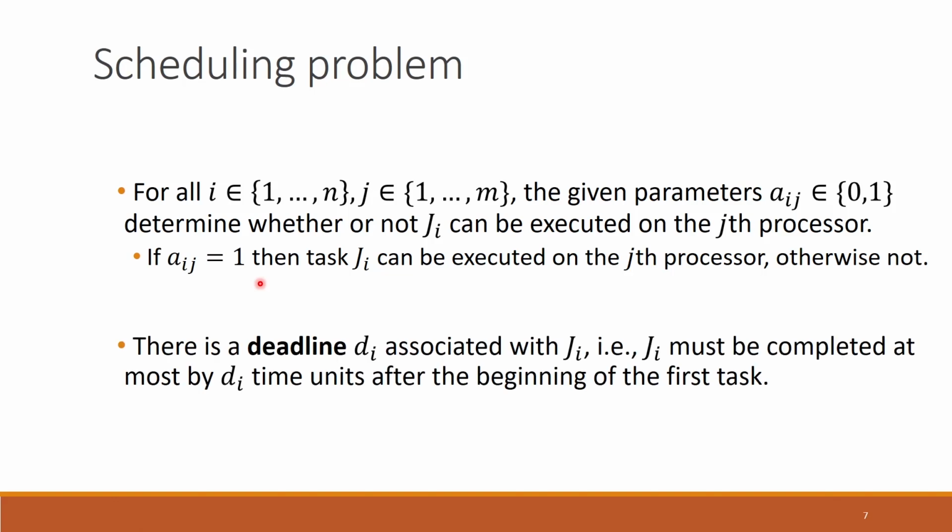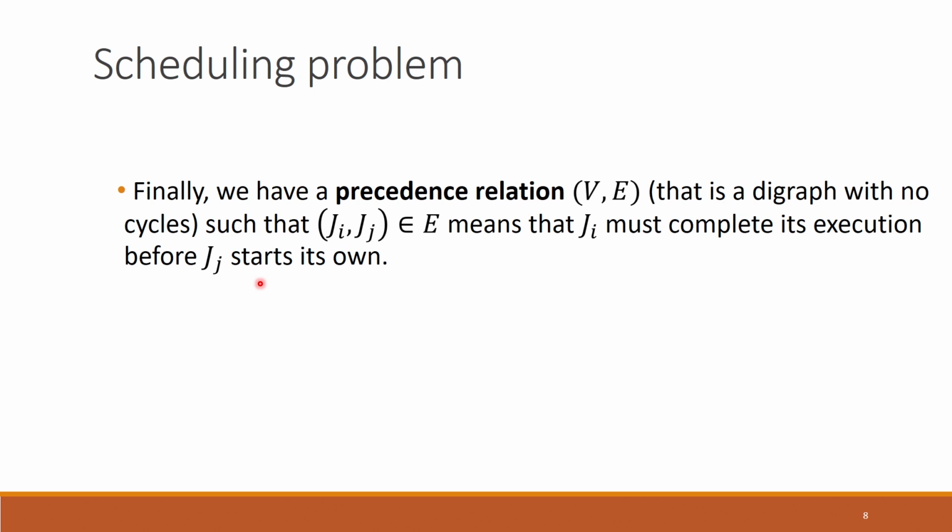Okay. There is also a deadline d_i associated with the task J_i. So it might be the case that J_i needs to be completed at most by d_i time units after the beginning of the first task. Finally, we can have the set of precedence constraints here, which are represented by this directed acyclic graph. You see that there is a digraph written here. A digraph with no cycles is called a directed acyclic graph. Digraph is the short form for directed graphs.